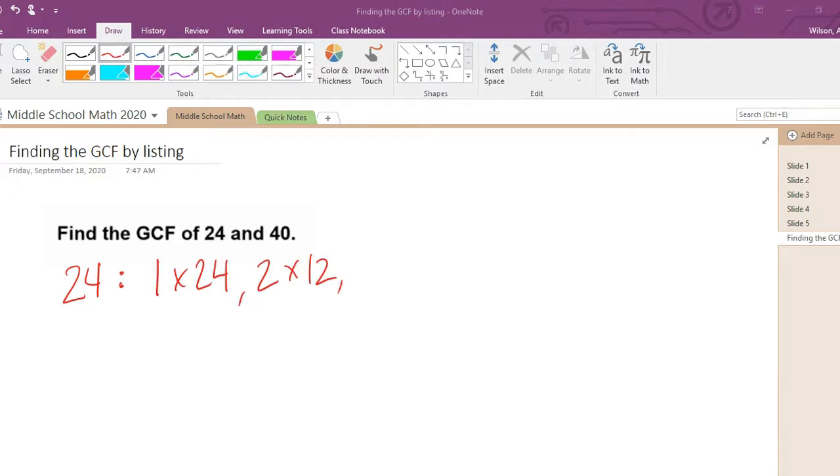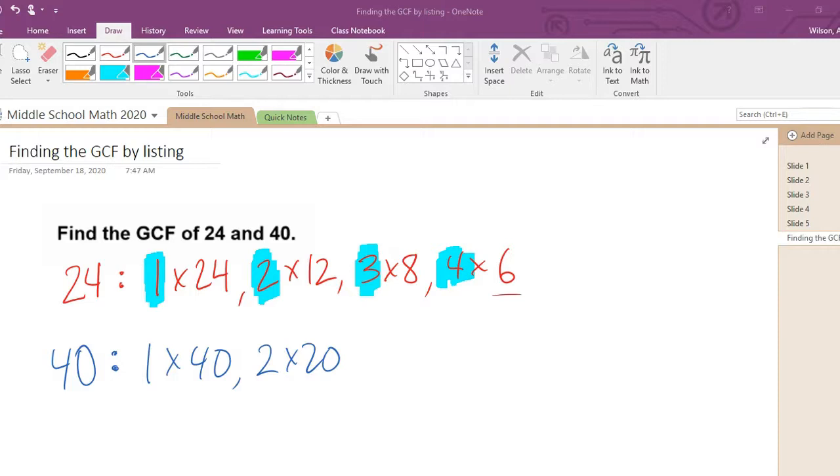Does 3 go into 24? Yes, it does. 3 times 8. And then I believe 4 times 6. And if you notice how I'm working this, I start with 1, and then I go to the number 2, and then 3, and then 4. My next number would be 5, but 5's not going to work because 5s don't go into anything that doesn't end in a 0 or a 5. So 5's out. That means we're at 6, and we already have 6 written right there. So those are all the factors of 24.